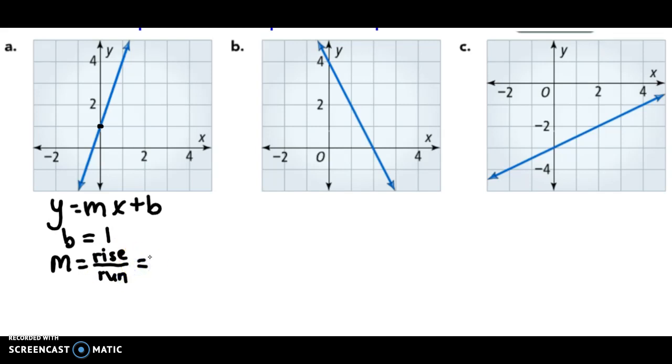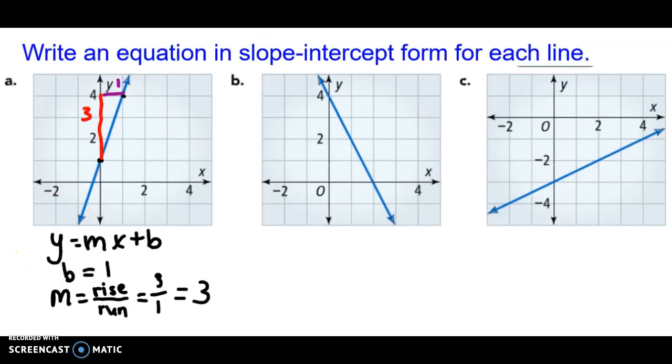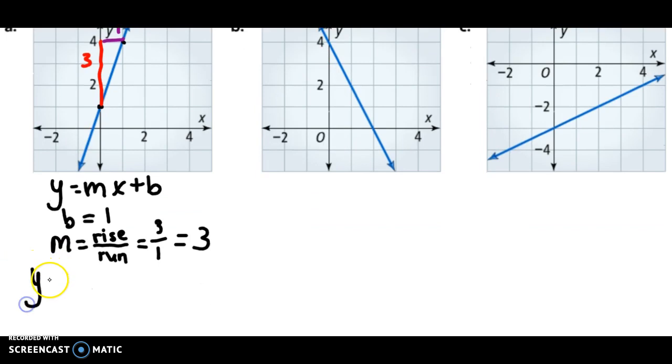So when we look at this, from our b value, our next point where it crosses the grid is right here, we can rise 1, 2, 3, and we can run 1. So our rise over run is simply 3 over 1, which gives us 3. Now we can write our equation knowing that we have b and we have m. So our equation reads y equals 3x plus 1.